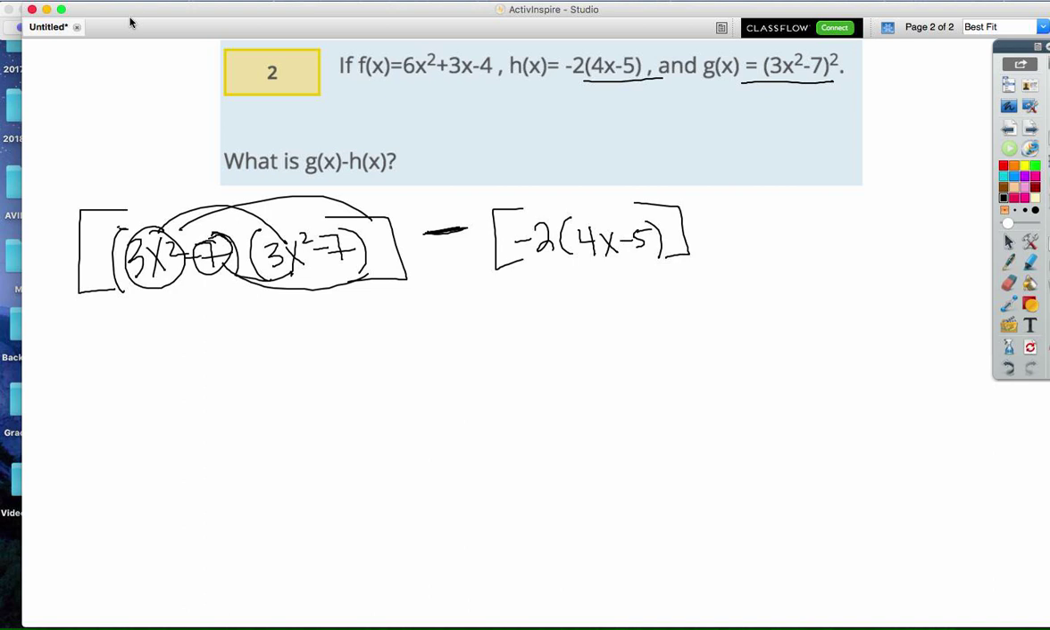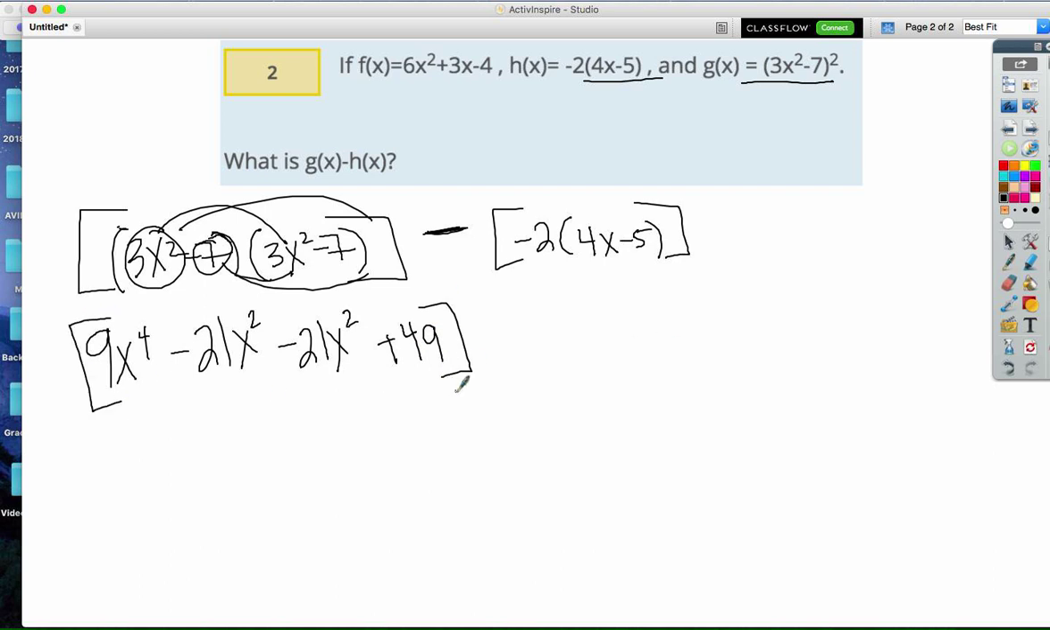so when we do distribute, we got 3x squared times 3x squared, which is actually going to give us a 9x to the fourth, because we add the exponents when we multiply. Then we will do 3x squared times negative 7, which will give me a negative 21x squared. Then when I come back and distribute the negative 7 here, we will have another negative 21x squared as a result of this negative 7 times this 3x squared. And then at the end, we'll have negative 7 times negative 7, which will give us a positive 49.